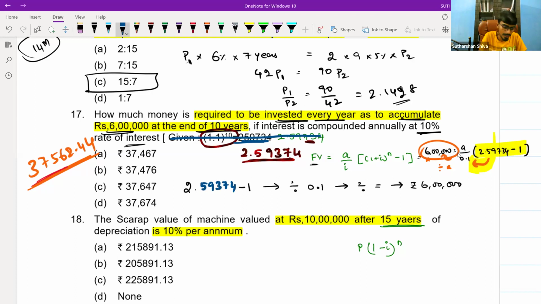You will get an exact answer. 2.59374. Now do it: 2.59374 minus 1 divided by 0.1 divided by equal to, into 6 lakh. You will get exactly 37,647. So you will choose option C. Don't go with approximation here, you will end up in a mistake. Either I will choose option B or option C, so simply be careful.